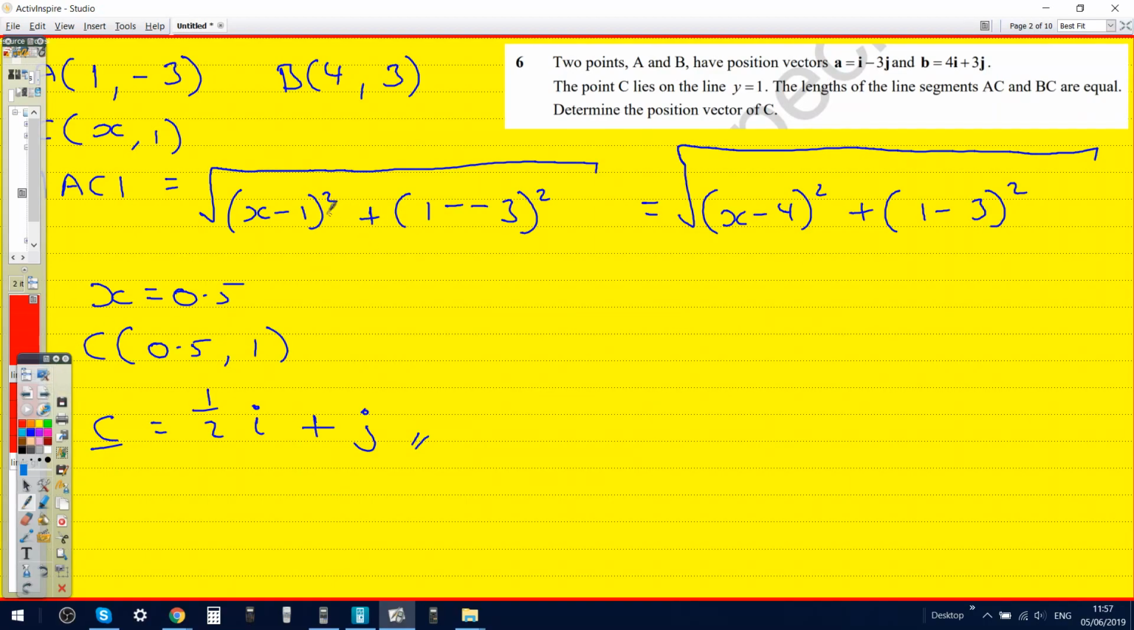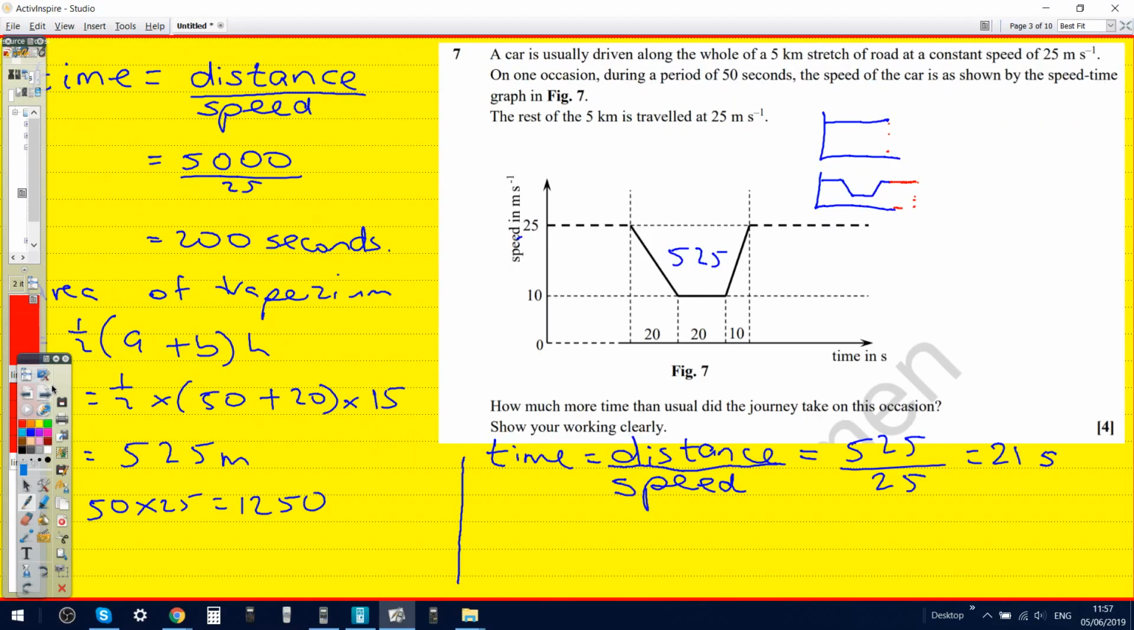This one, just the Pythagoras for AC must be equal to the Pythagoras for BC. I mean, just solve it. That was straightforward. So this one, they simplified greatly. They just said it went an extra 525 meters. And so he would have to go an extra 525 meters. His speed is 25 meters per second. And so time is 525 over 25, distance over speed. So it's an extra 21 seconds.